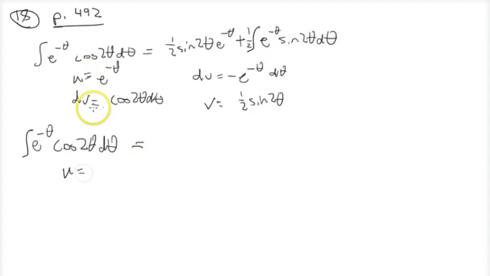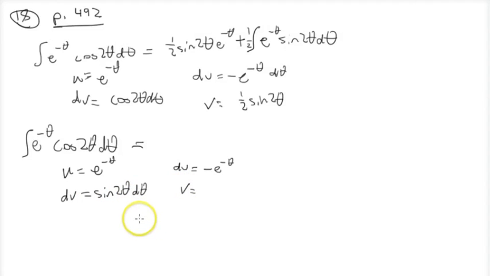And so we're going to be consistent with what we're doing up here. The u is still going to be e to the negative theta, and the dv is going to be sine 2 theta d theta. And so we take the derivative of this. du is going to be negative e to the negative theta. It looks familiar, right? For v, we're going to take the integral of this. We say, all right, the derivative of cosine is negative sine. So that will be a negative 1/2 cosine 2 theta.